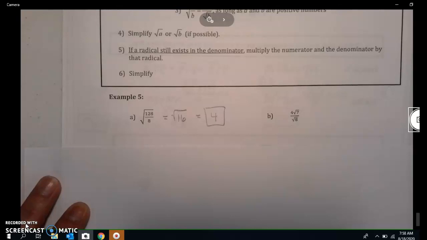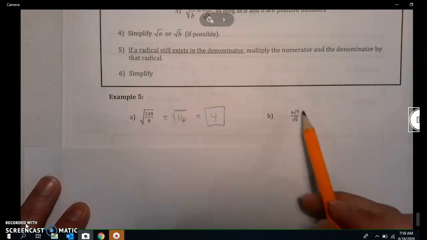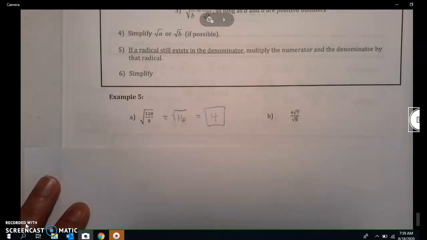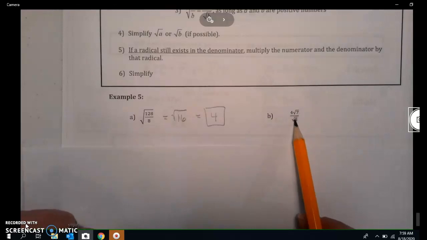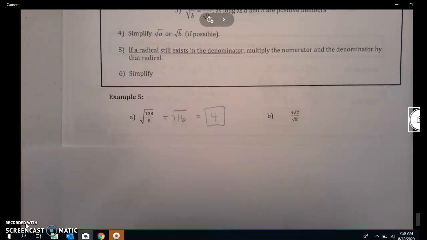You want to make life easier on yourself, because the other option, which we'll go over in just a minute, will come up on this next one. The other option is a much longer process. All right, now we're going to look at B. We see we have 4 rad 7 over rad 8. Now we have a couple ways we can do this, so I'll do it both ways.